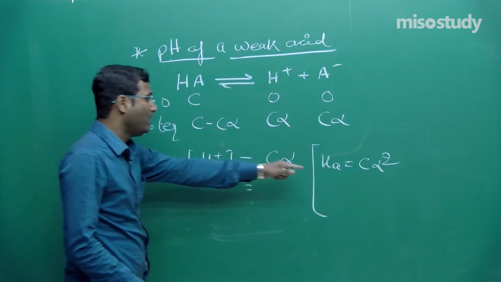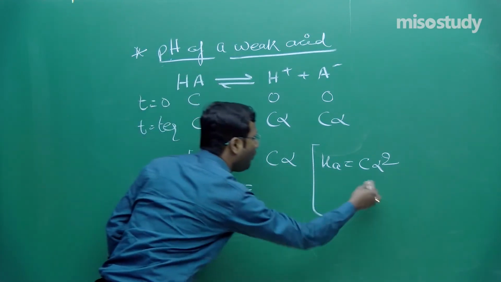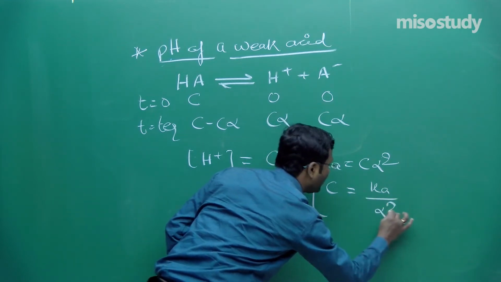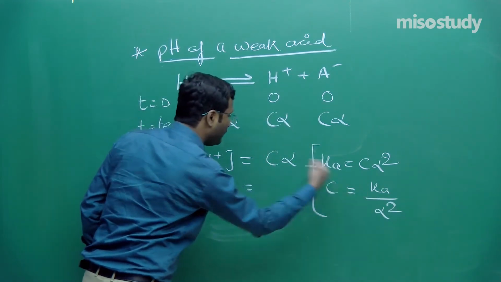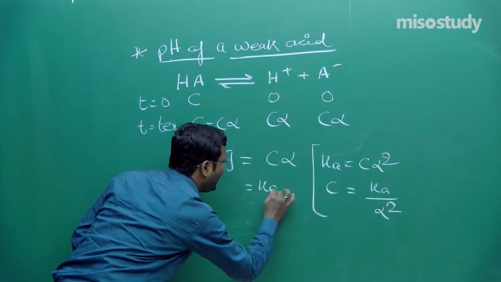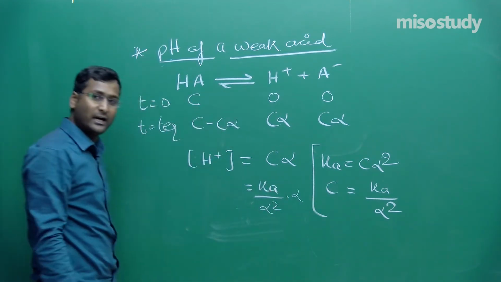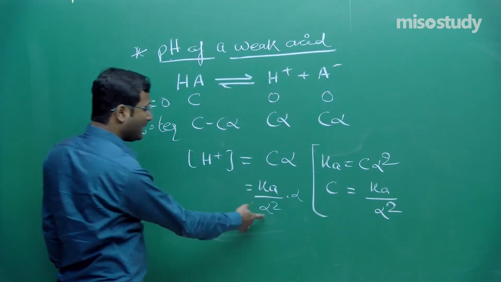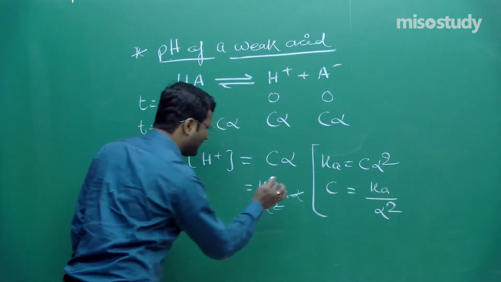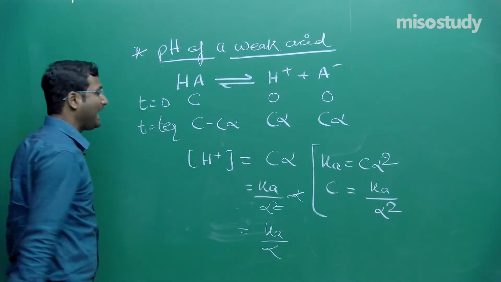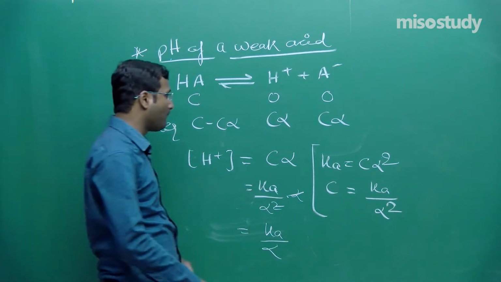Now what will happen? Put this value, because we know C is equal to, we can write Ka upon alpha square. Put this value in the equation. Then Ka upon alpha square into alpha. Are you getting my point? Ka upon alpha square, this alpha and this alpha will cancel each other. Now the expression is Ka upon alpha.